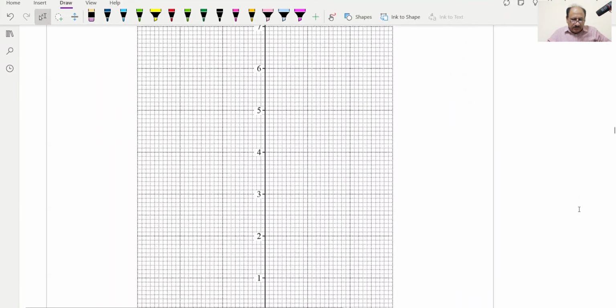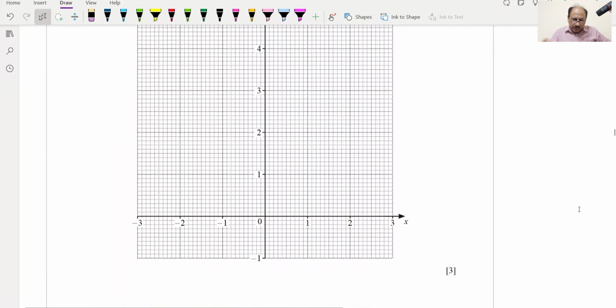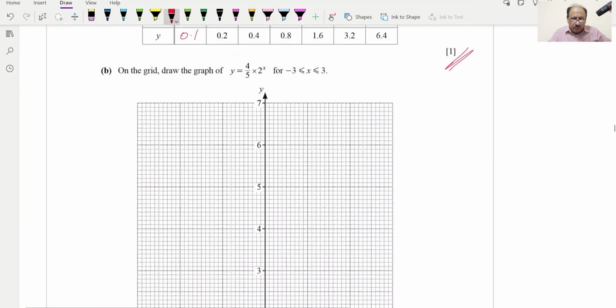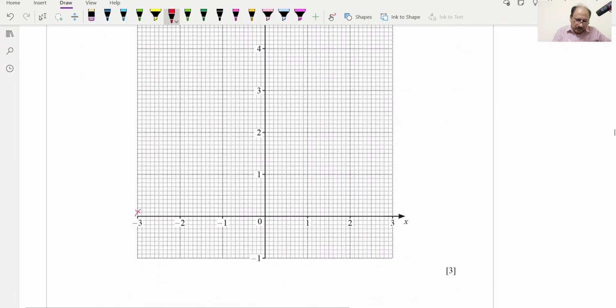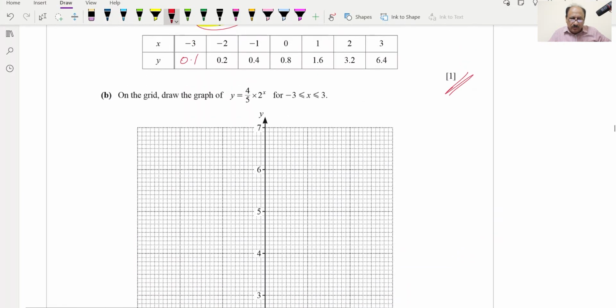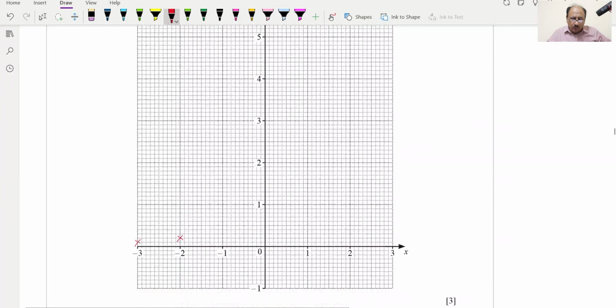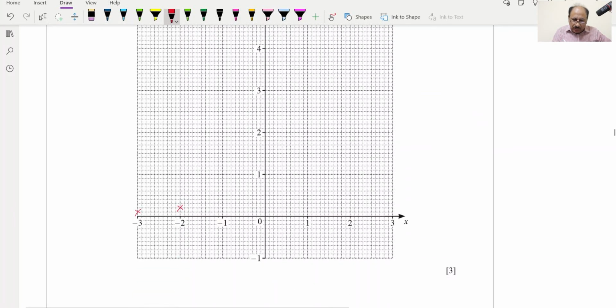So minus 3 and 0.1. So minus 3 and 0.1 is this point. Then the second point is minus 2 and 0.2, minus 2 and 0.2. Then minus 1 and 0.4, minus 1 and 0.4 will be this mark, and next is 0 and 0.8, so 0.8 also marked.